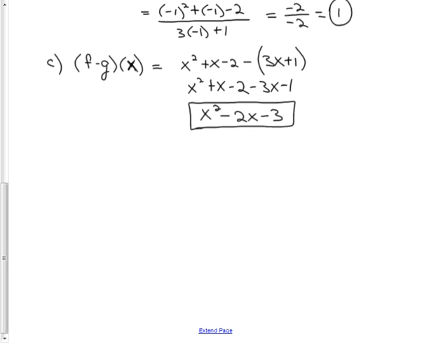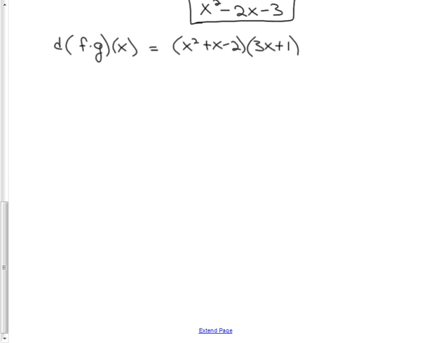D, f times g of x. So again, it'll just be the equation where x is x. We just have to multiply them. x squared plus x minus 2 times 3x plus 1. How do we multiply polynomials? Very carefully. We distribute. Now I can go left to right or right to left. I'm going to go left to right.